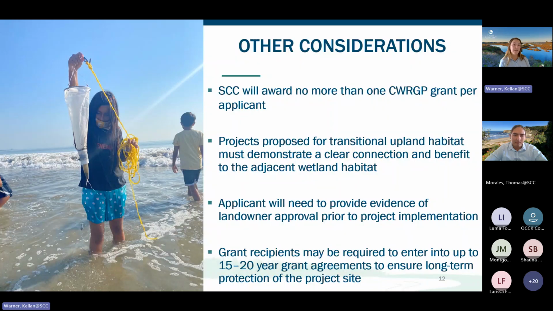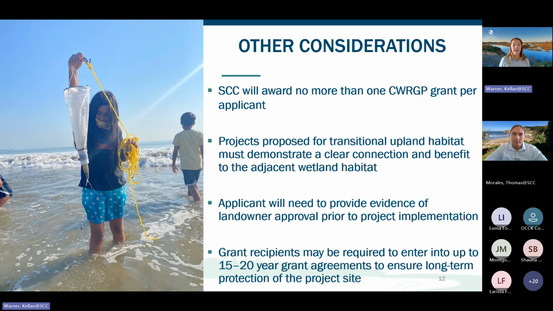So if you are thinking about multiple projects that maybe fit this funding source, I would pick the one that you think is the best, because we're only going to be able to consider one at a time. Projects proposed for transitional upland habitat must demonstrate a clear connection and benefit to the adjacent wetland habitat.